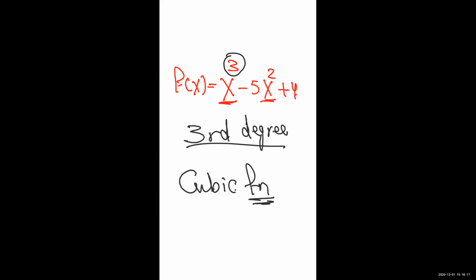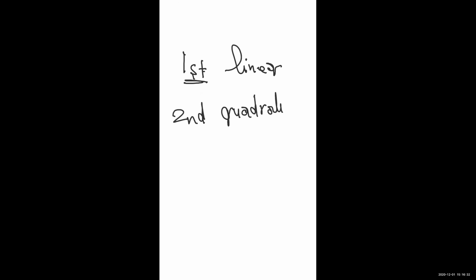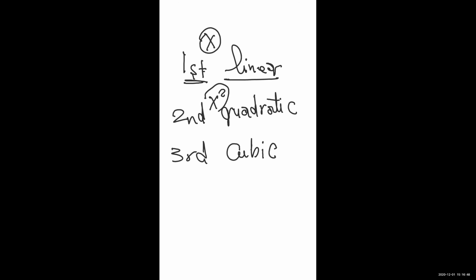Okay? So again, first degree, linear. Second degree, quadratic. Third degree, cubic. Linear means first degree, so this means x at the power of 1. Second, x at the power of 2, or the variable generally at the power of 2. Here, cubic at the power of 3. Okay?